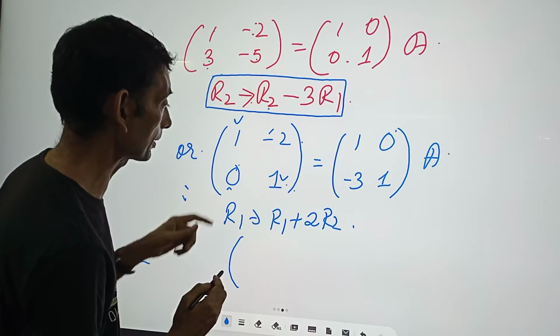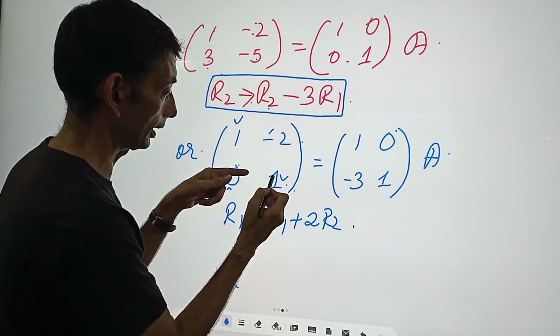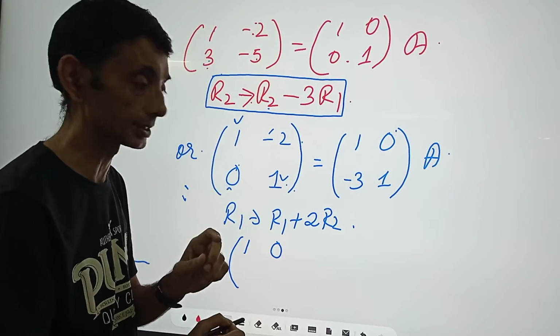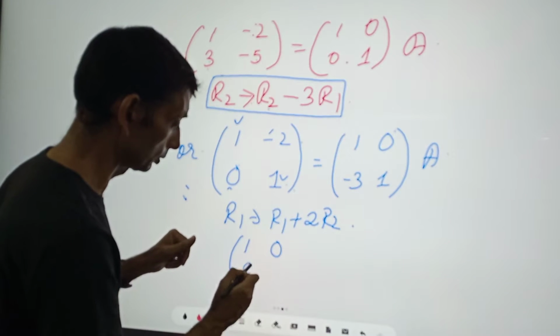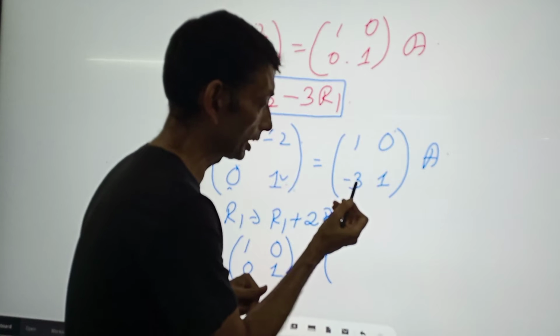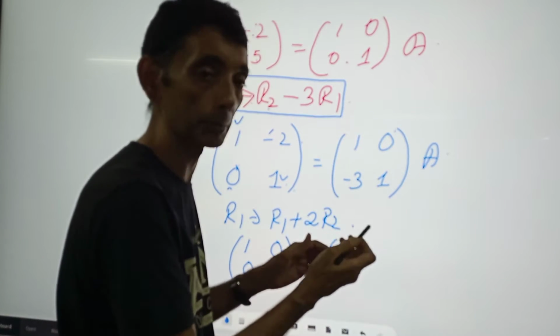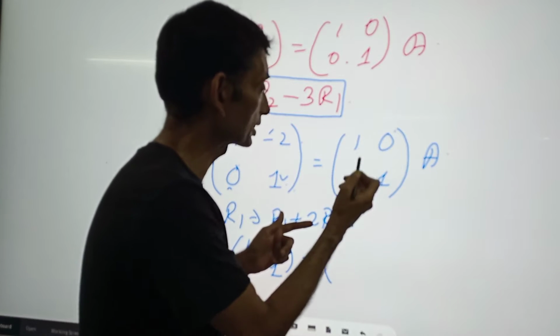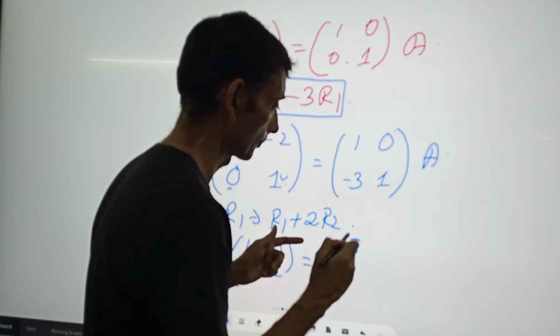So what is the next step? 1 and 2 minus 2 plus 2 minus 2 will be 0, and there is no change in row 2. We have multiplied this number by 2, that is, it becomes 6. Minus 6 plus 1, so it's minus 5.